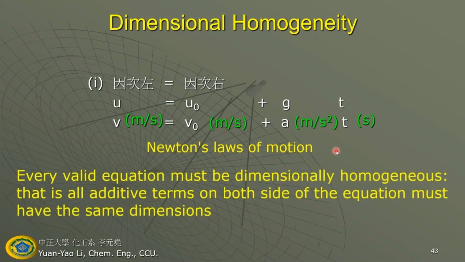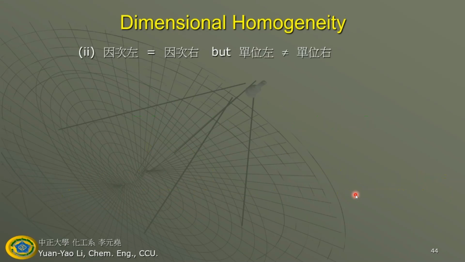Okay, so every valid equation must be dimensionally homogeneous. That is, all additive terms on both sides of the equation must have the same dimensions.